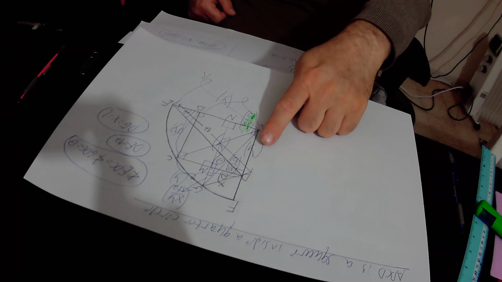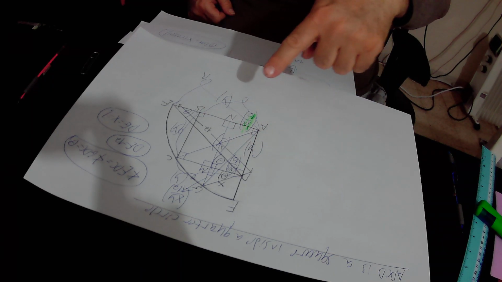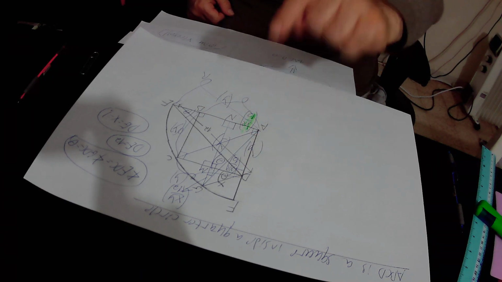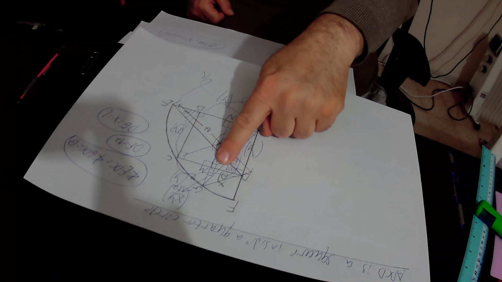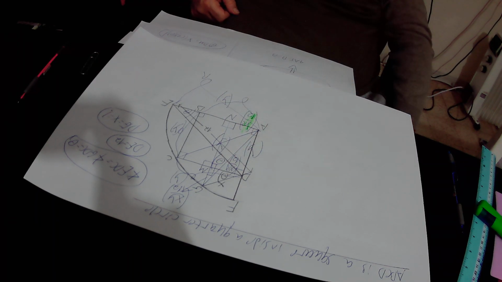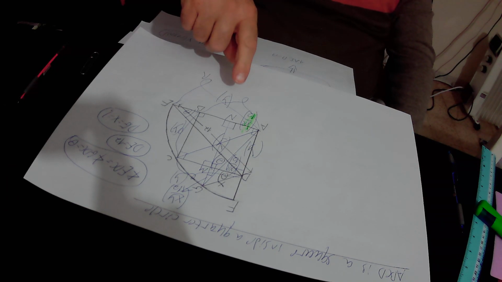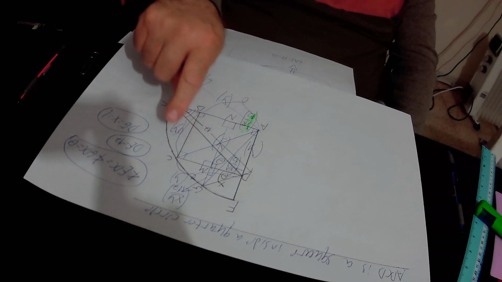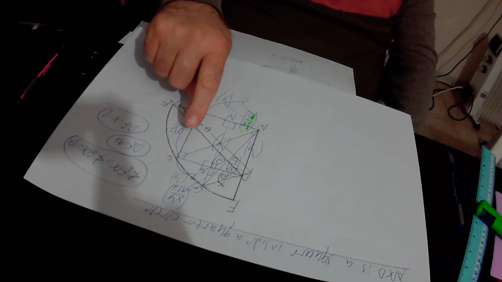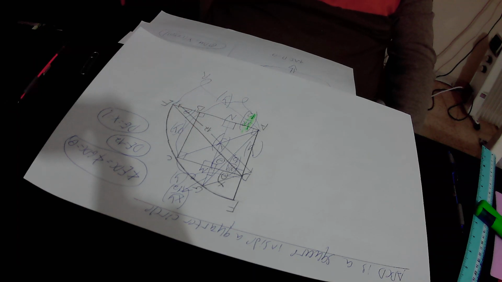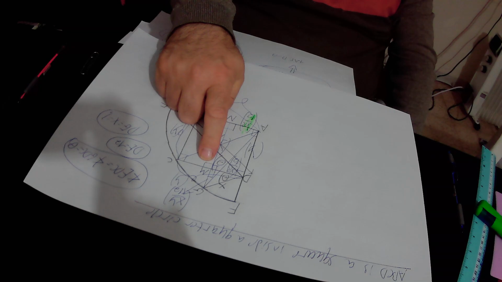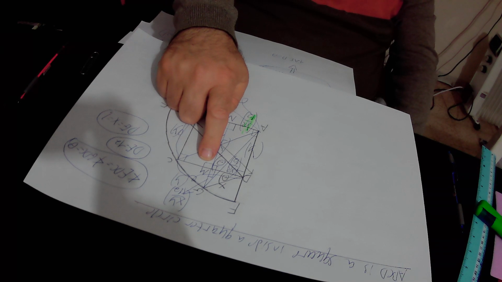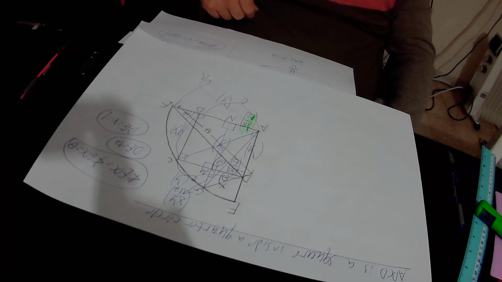Inside quadrilateral DMAN, we have 1, 2, 3 right angles. Therefore, the fourth angle must also equal 90 degrees, according to the rule that the sum of the angles in any quadrilateral is equal to 360 degrees. Likewise, in quadrilateral MCBN, we have 3 right angles, and therefore the fourth angle must also equal 90 degrees.